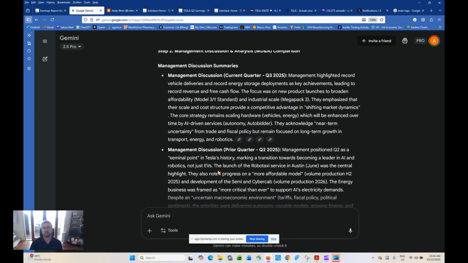Now, why is that important? Well, in Q3, what we've seen is that the focus of management discussion became far more operational in nature, focusing right back on the core business itself. So it highlighted record vehicle deliveries, record energy storage deployments. We saw that in revenue rebounding.